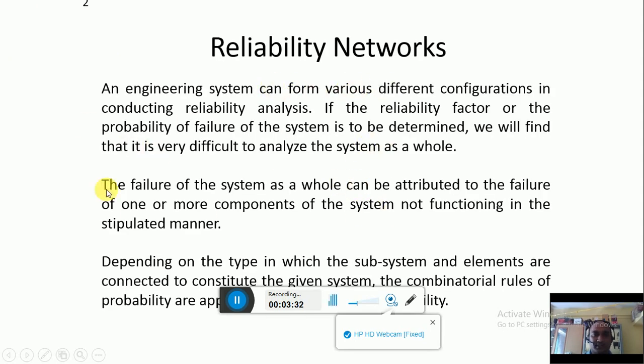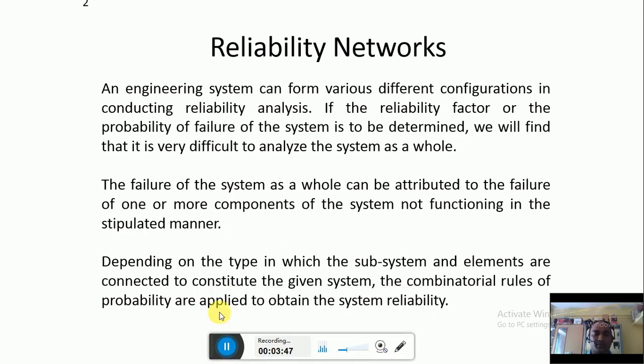We already discussed this particular thing. In an engineering system, a particular system consists of a number of components. Every component will have its own reliability, and then how those elements are connected to each other in the system. On the basis of that, we have to find out the reliability of the entire system.